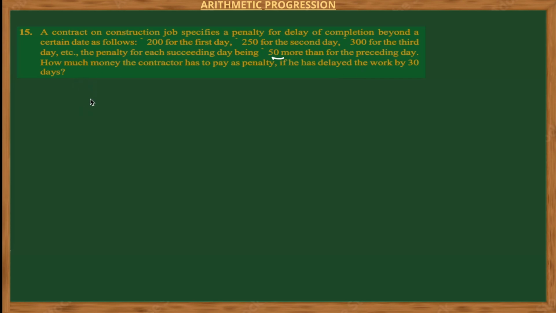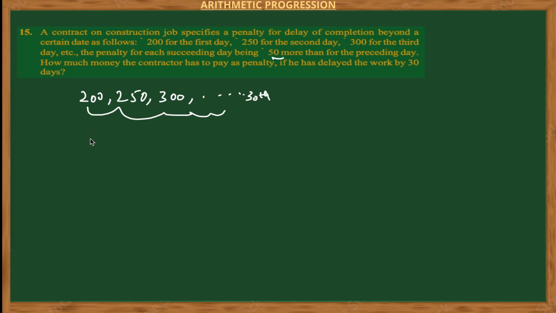Okay, so let's first form the arithmetic progression here. So it says that 200 first day, then if it delays it becomes 200 plus 50, which is 250. Then if it delays further, it becomes 250 plus 50, which becomes 300. Okay, so it continues. So here what it's saying is the sum of this till the 30th term. Okay, sum. So we need to find 200 plus 250 plus 300 like this till the 30th term.